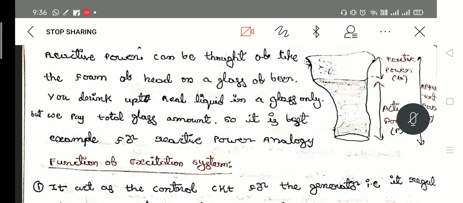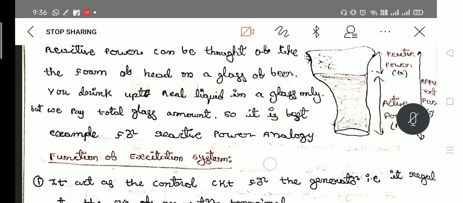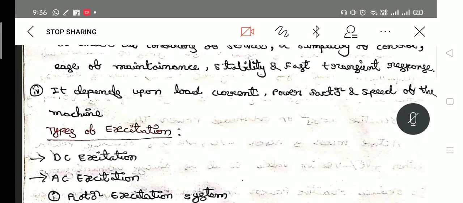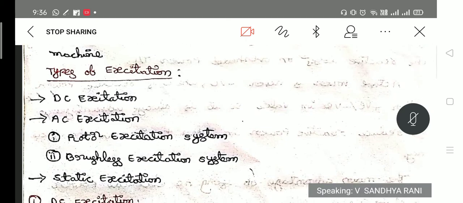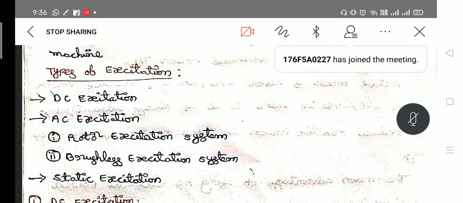Okay, we have different types of excitations. There are three types. First one is DC excitation, second one is AC excitation. In AC excitation, again two types: rotor excitation system and brushless excitation system. Third one is static excitation.